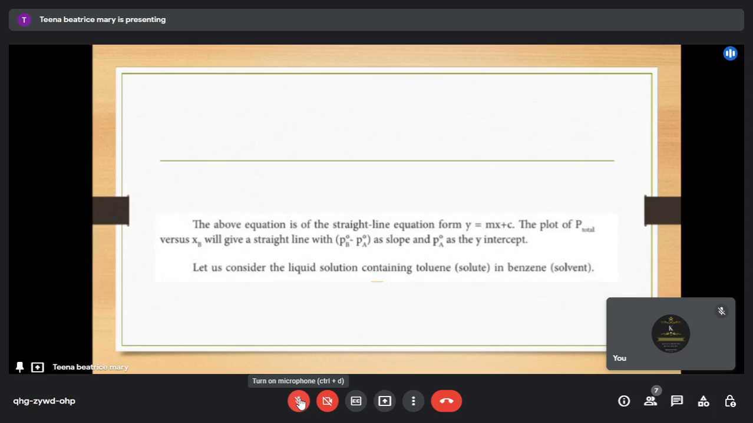For the graph between the two volatile liquids, the plot of P total versus XB will give a straight line with a slope, and P naught A as the y intercept. The two volatile liquids taken here are toluene and benzene.